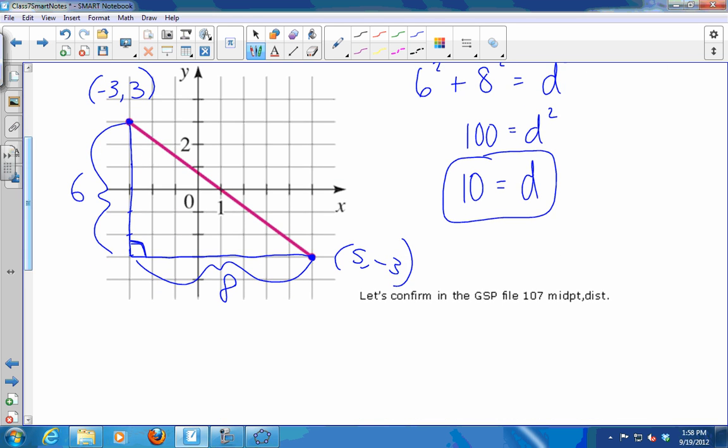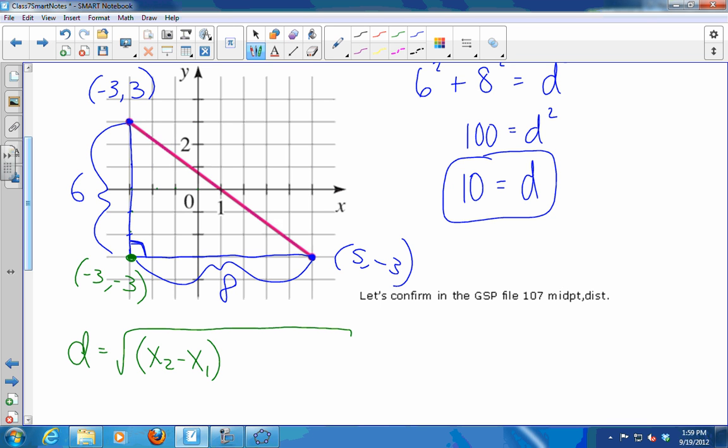So before I start to build it, what are the coordinates of this point that I just marked in green? -3, -3. We went left -3 from here, 1, 2, 3, down 3. So -3, -3. So the distance formula is this. It says the square root of x2 minus x1 squared plus y2 minus y1 squared.